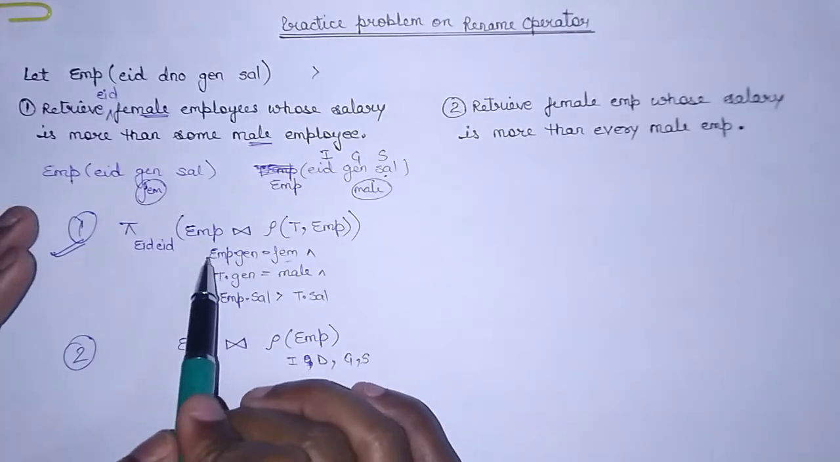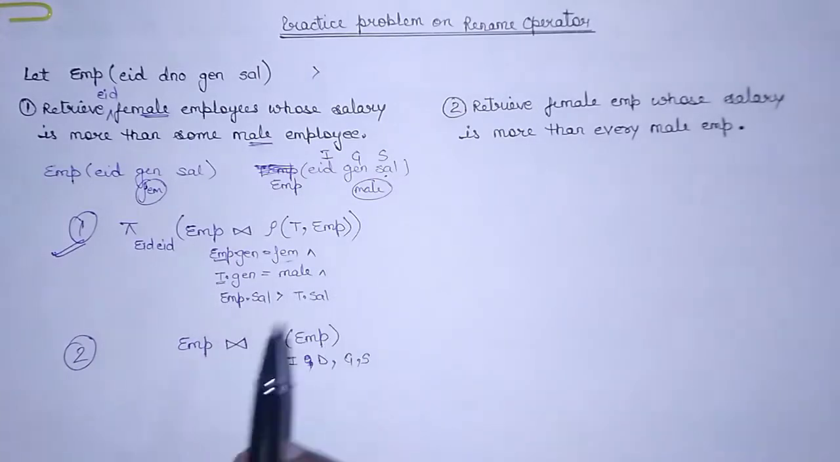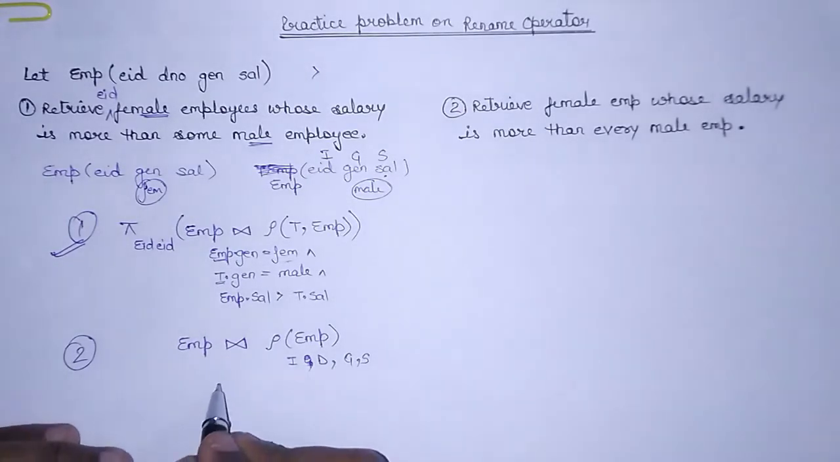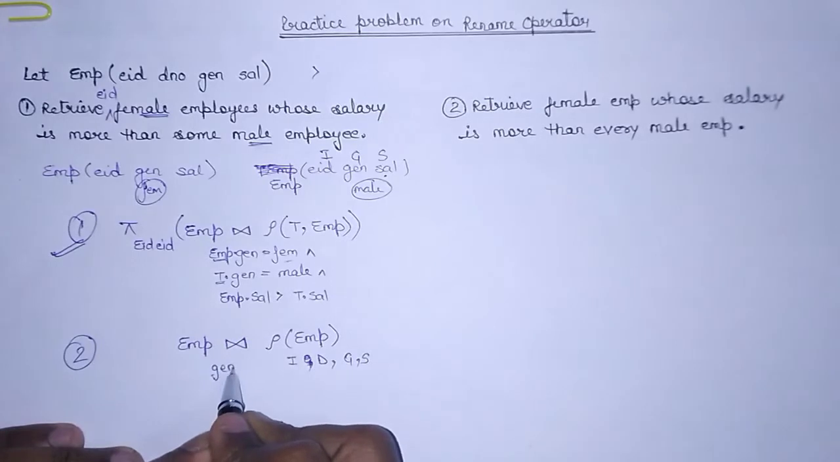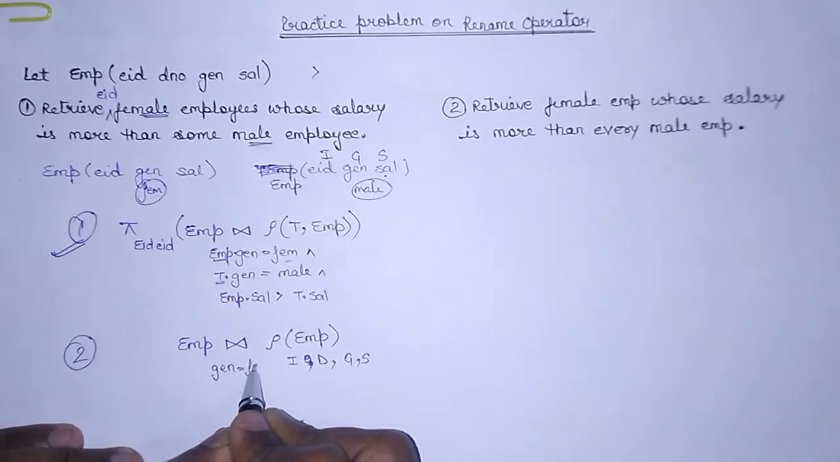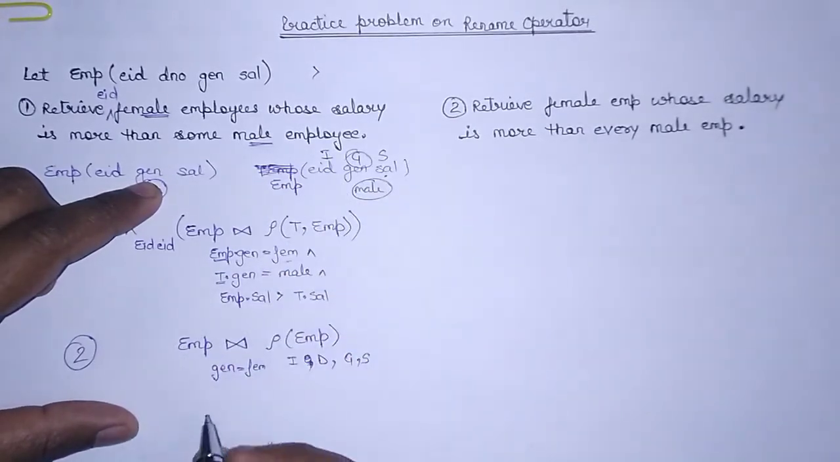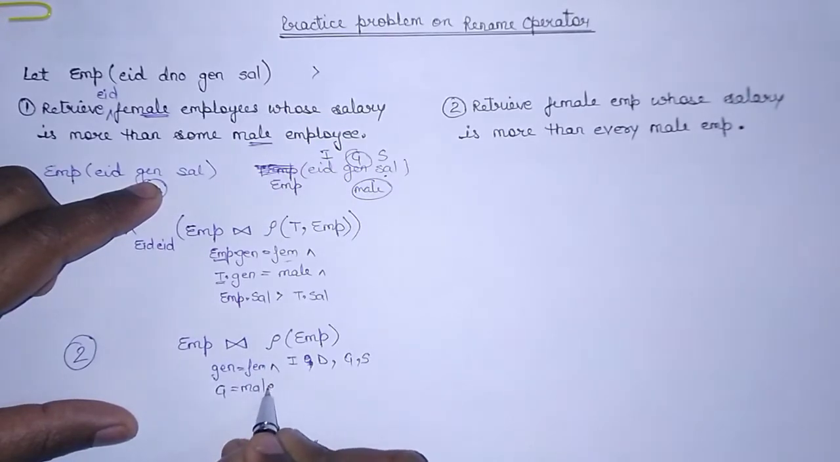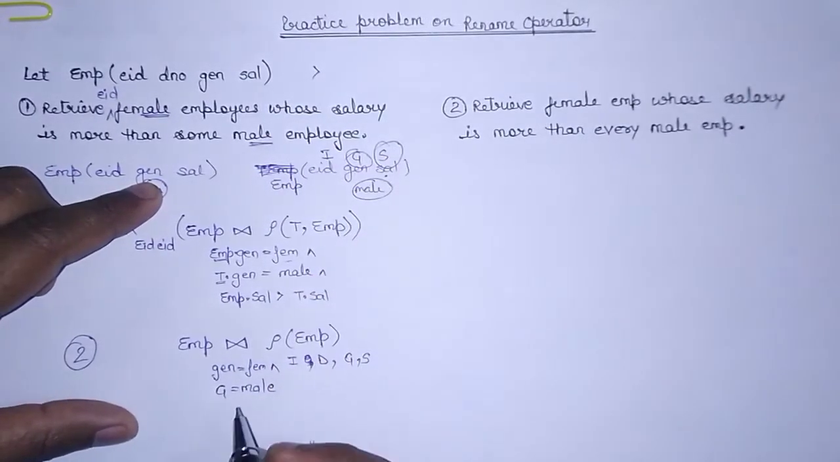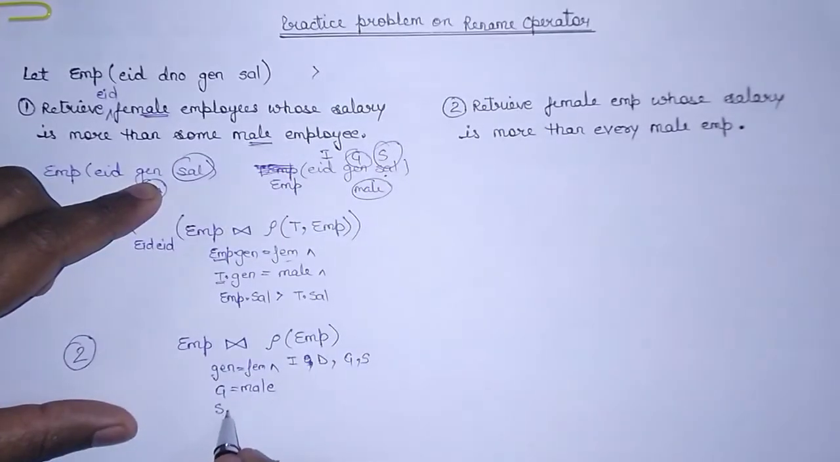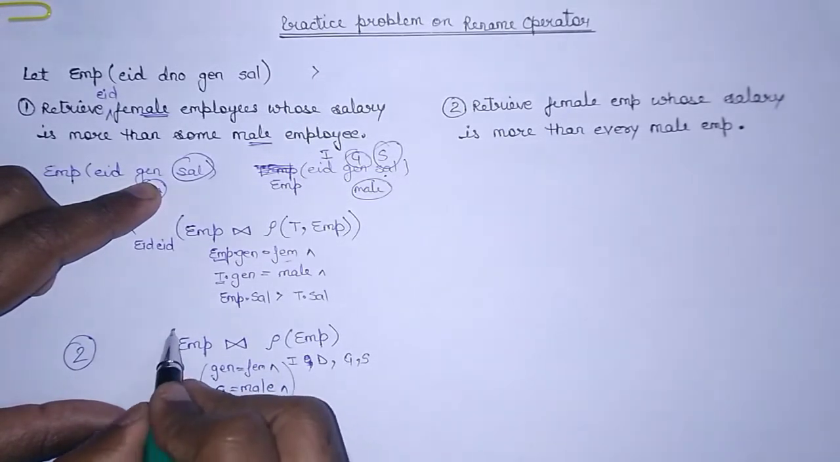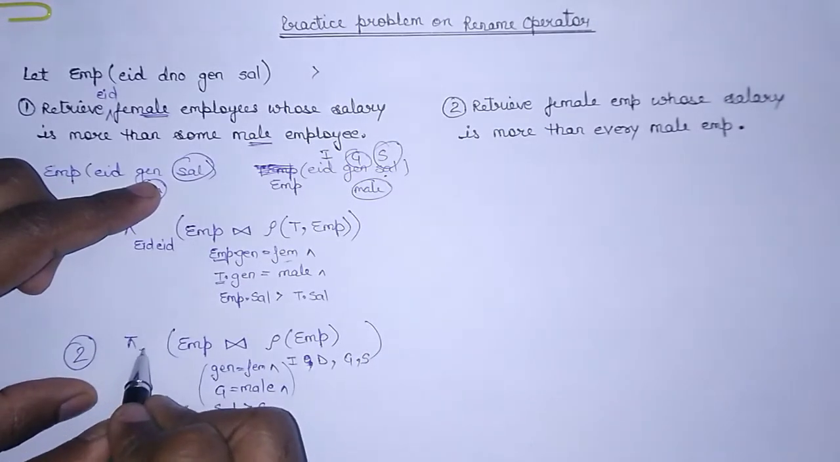Now I do not need to mention these things because the attribute names are different now. So I can directly write that this gender has to be female, because this gender is the same. Now this gender is G, so I can write that this G has to be male, and the salary here is S and here it is salary. That means we have to compare the salary with the S. So these are the conditions, and now finally I have to project the employee ID.